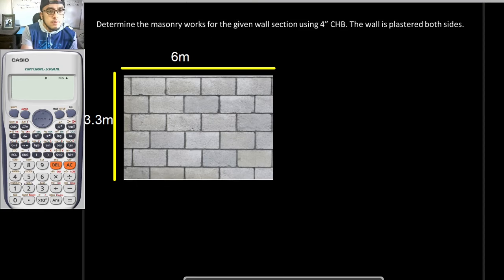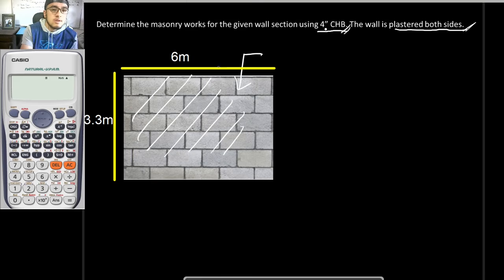So in this problem, determine the masonry works for the given wall using 4 inches CHB. So we would be using 4 inches CHB. And the wall is plastered both sides. So what does that mean? It means that in this wall right here, it would be plastered back to back. So etong side na to, mapaplaster siya, and as well as the other side.